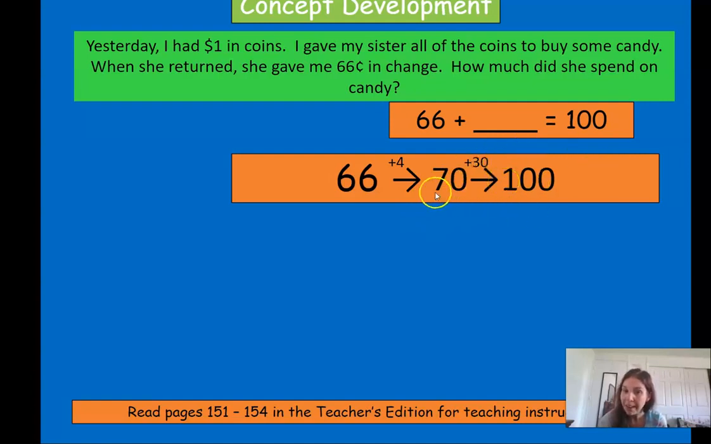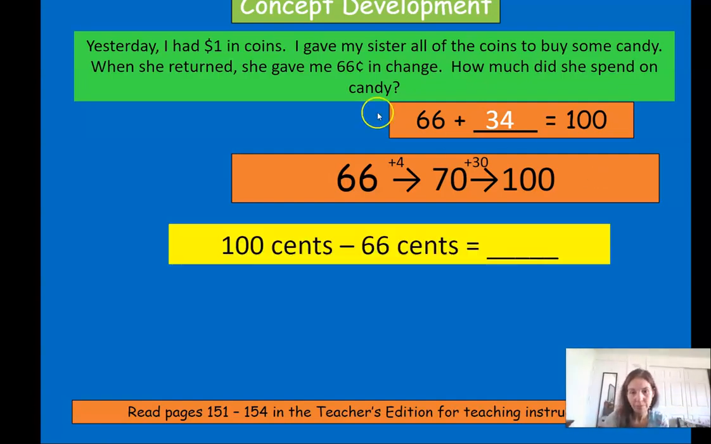You could also think about it as 7 plus 3 equals 10, then you just add on your 0 there. So this is the counting up arrow method that you can use to see how much money she spent on her candy. So she spent 34 cents on her candy.